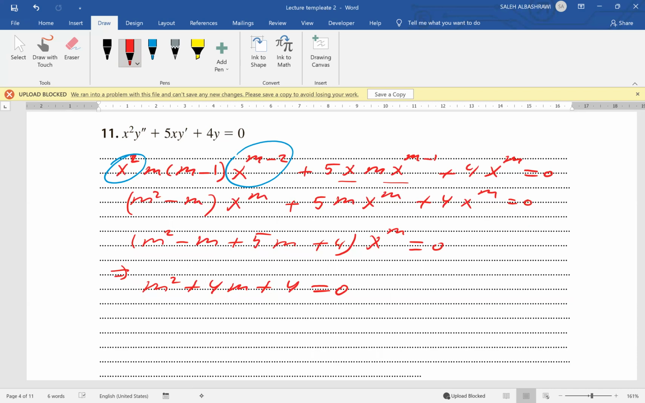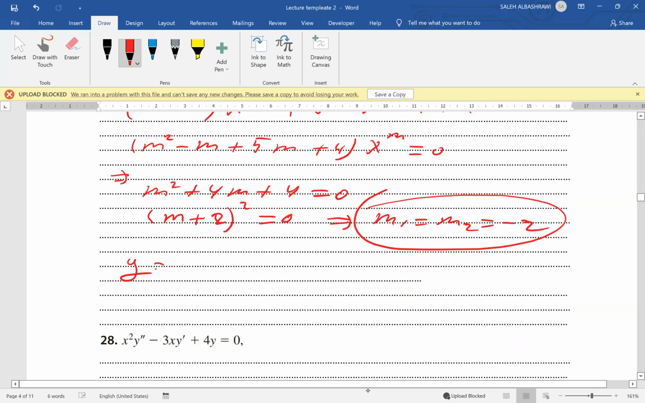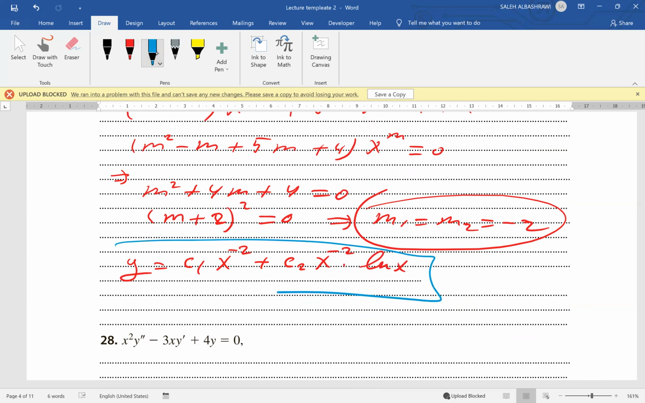Now the roots for this one can be found by factoring or by the quadratic formula or by completing the square. We just need to find the solution for this quadratic equation. And this is a perfect square. This can be written as m plus 2 all to power 2, which is equal to 0. So we will have m1 equal to m2 equal to minus 2. It is a repeated root. So the general solution now will be y equals c1 x to power minus 2 plus c2 x to power minus 2 multiplied by ln of x, because we have a repeated root for the quadratic equation.